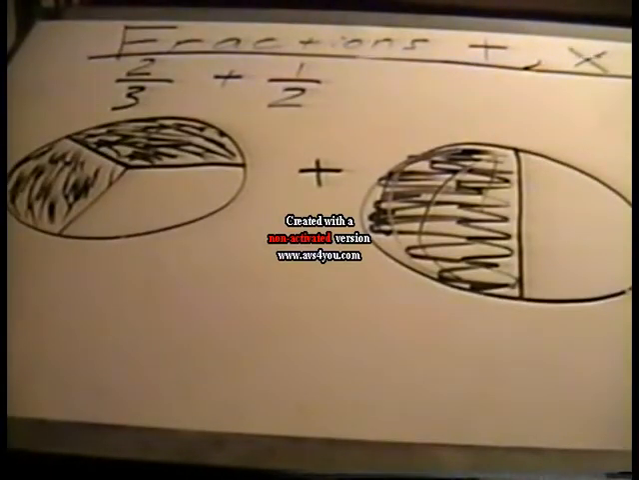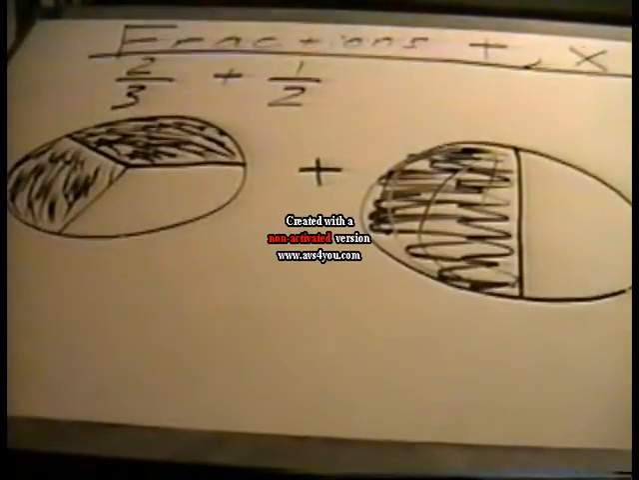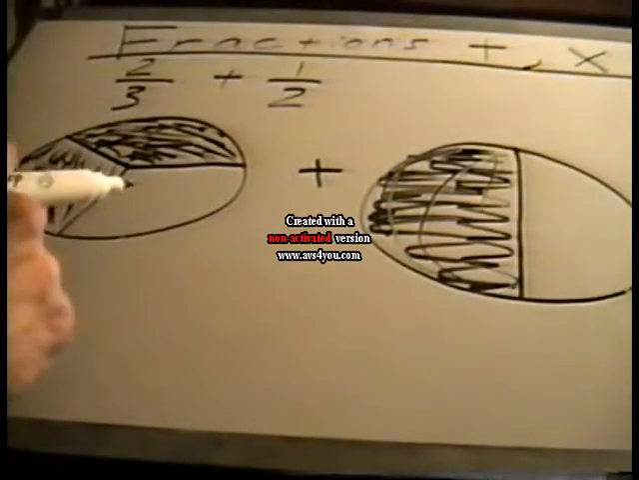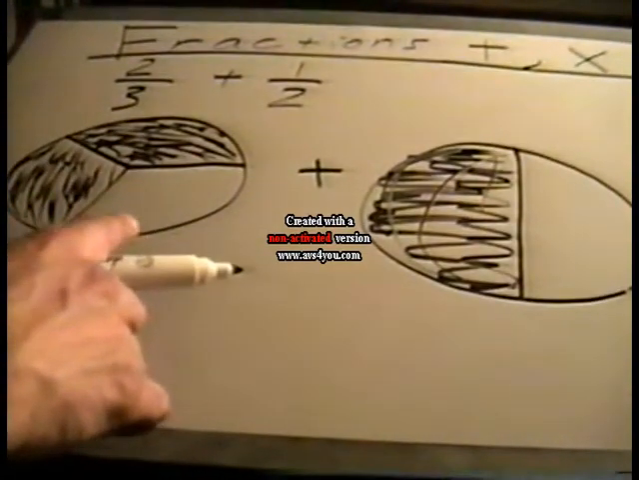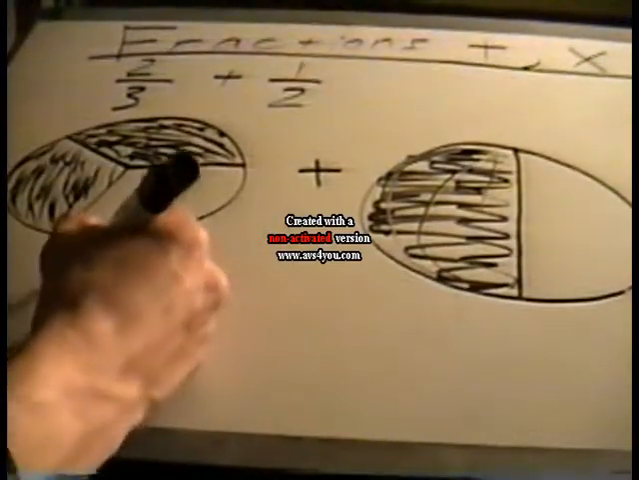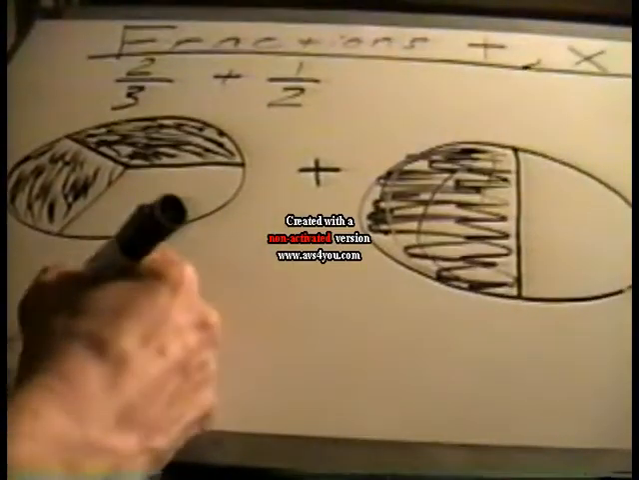Now for here we're going to multiply the fraction 2/3 by 2/2, and then we're going to multiply the fraction 1/2 by 3/3.